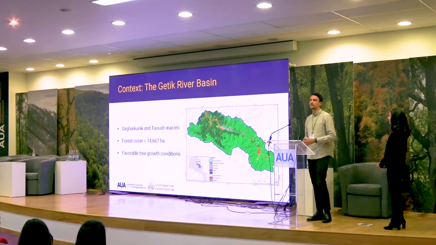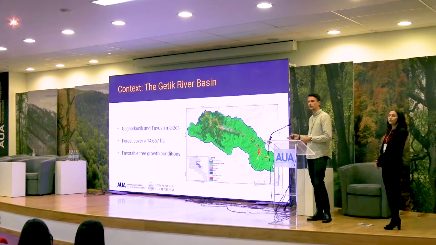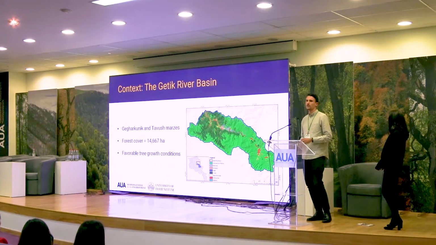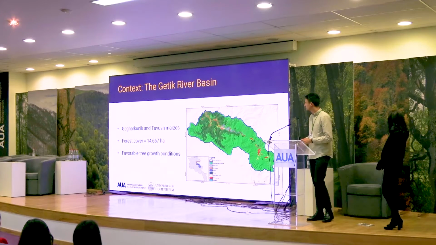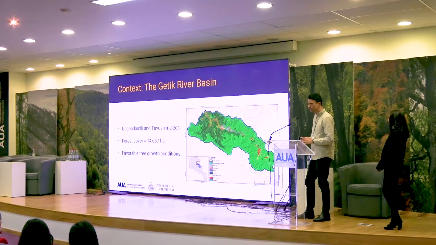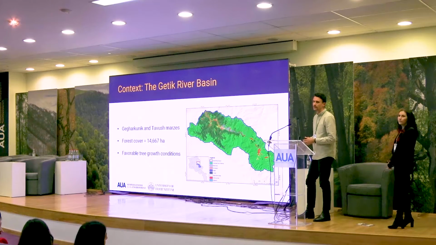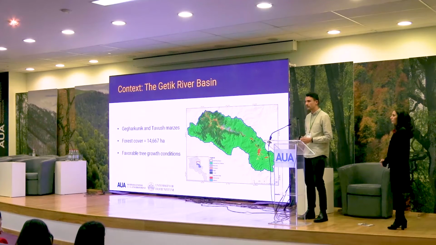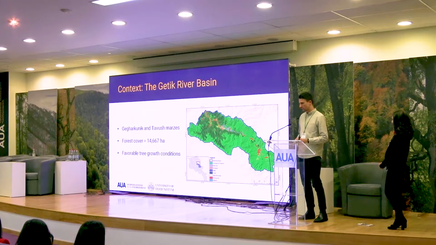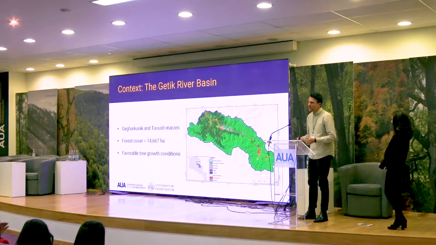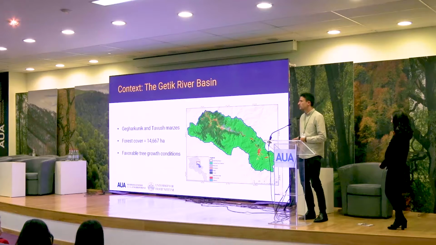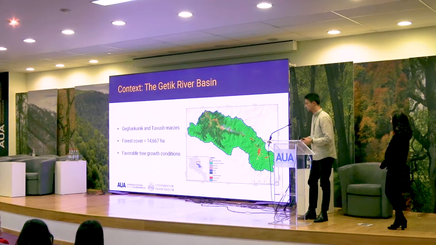So starting with the context. The Getik River Basin is a river basin that is located in the northeastern part of Armenia. You can see down at the bottom left of the map the little map of Armenia, and we can see different land use and land cover classes on this map, showing in light green the grassland area and in dark green the forest cover, which in the Getik River Basin extends over an area of 14,667 hectares. For more orientation, the most northern community in the Getik River Basin is the Gosh community, and the most southern community is the Chambarak community.